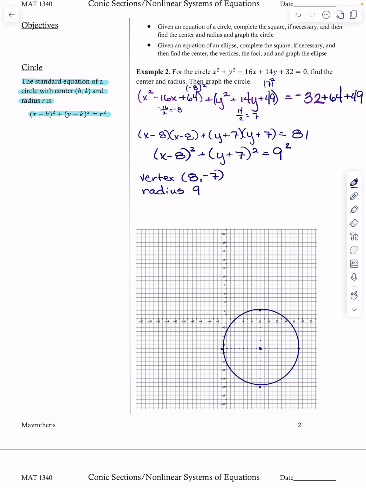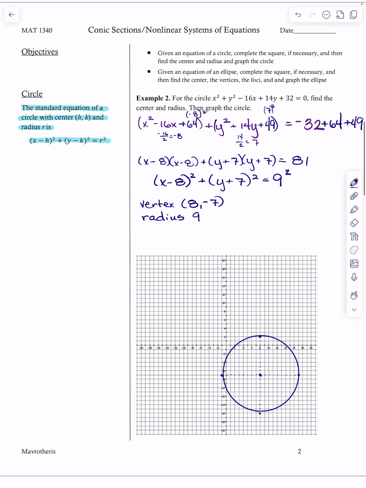Okay, so as long as you have the center and the radius, super easy to draw the circle.